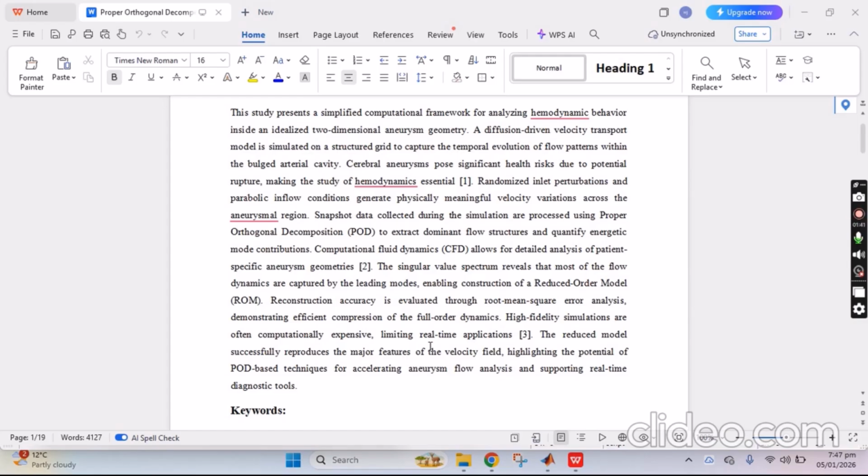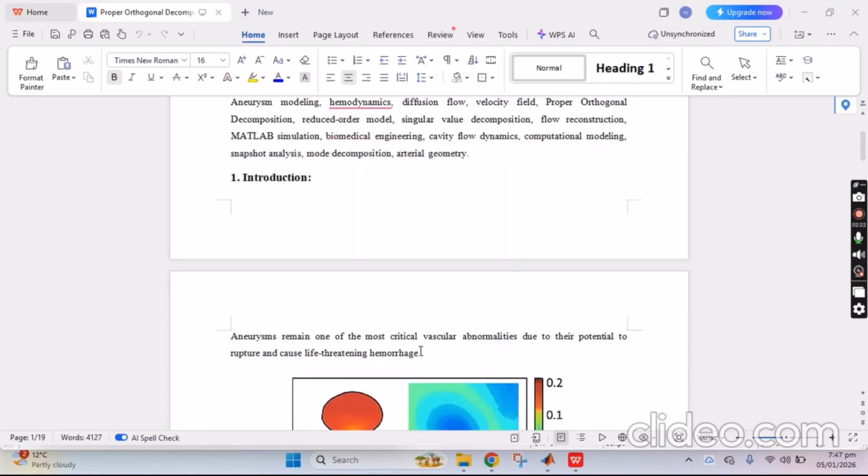energetic mode contributions. So computational fluid dynamics allows for detailed analysis of patient-specific aneurysm geometries. Aneurysm is one of the diseases which occurs in the human body. The spectrum reveals that most of the flow dynamics are captured by the leading modes, enabling construction of a reduced order model, which we shortly call ROM. So I have written the abstract with the introduction.